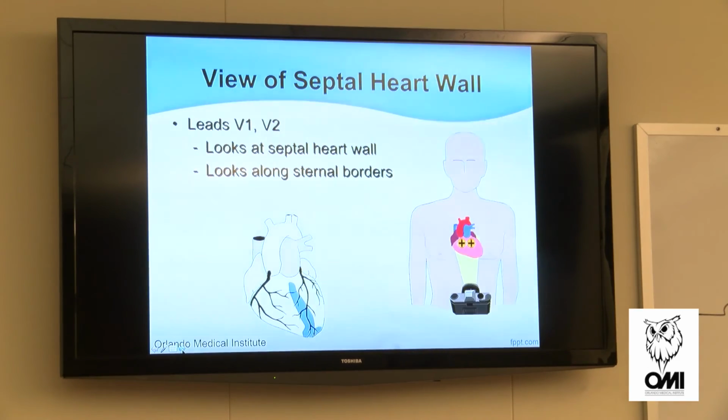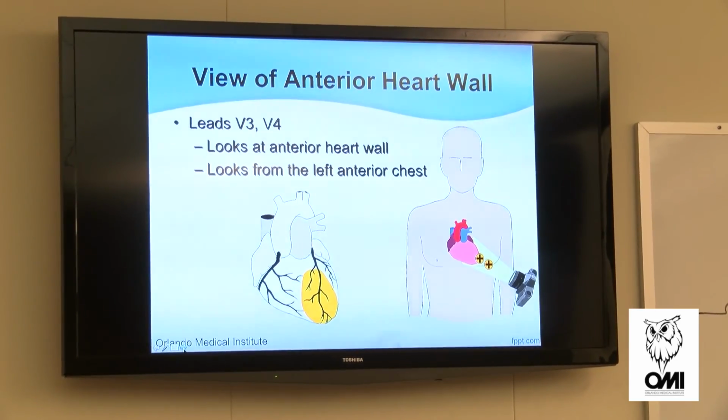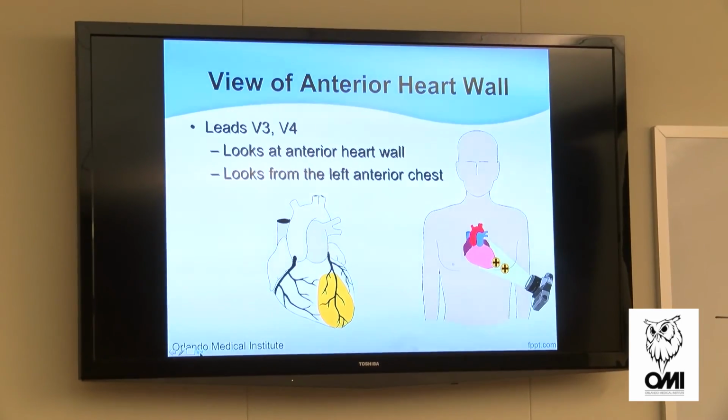All right. Let's identify the different MIs we talked about. Septal. We know leads V1, V2 look at the septal wall. So if we look at my camera right there, it's looking at the front of the heart, right where the septal wall sits. So we got V1, V2 that sit on the lateral side of the sternum. V3, V4 look at the anterior heart wall from the left anterior chest.